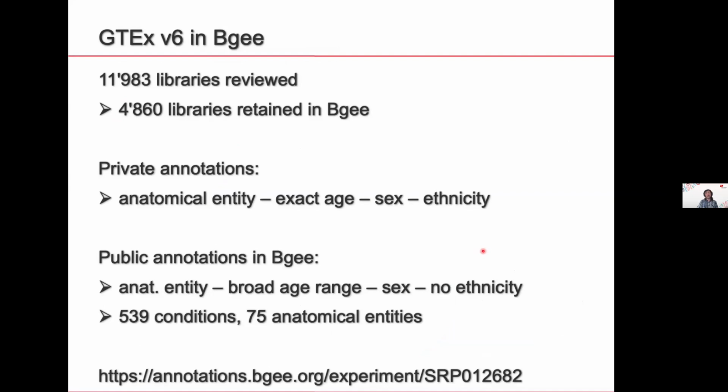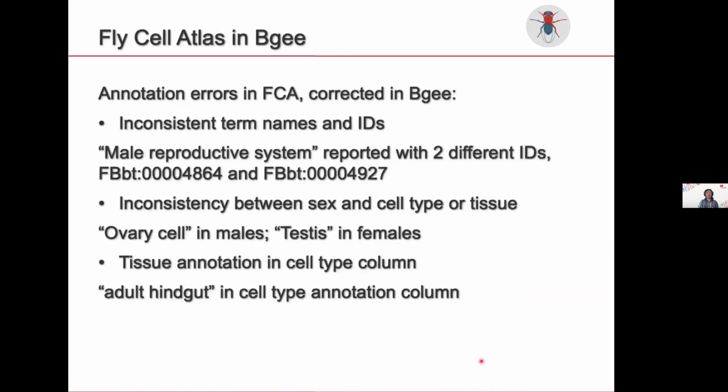And because we have private access to the restricted data, we have the exact age, ethnicity, and so on. But GTEx is sensitive data because it is human, so we only release broader information. We're not allowed to give all the information. You can go to your annotation pages and to Bgee experiment pages, which Frédéric will show you later, and see all the data from this specific big experiment.